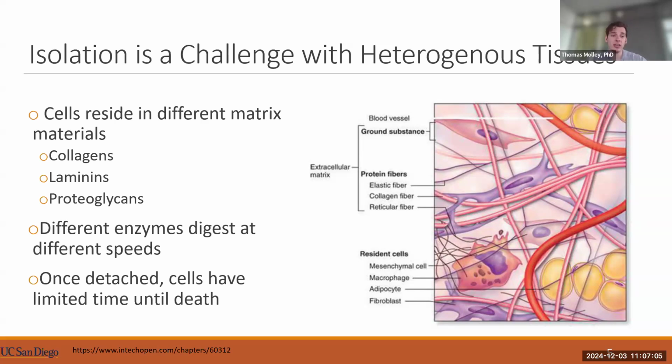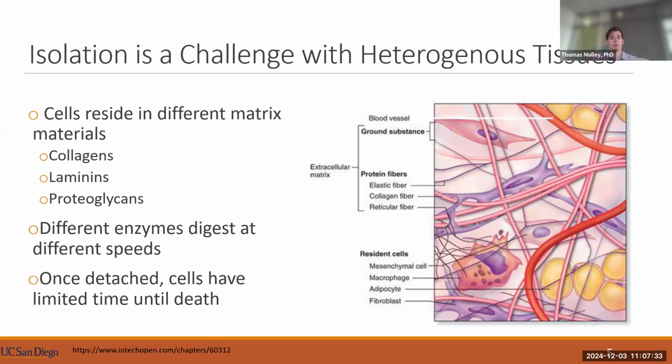And what makes this complicated is that different cells like to reside on different protein materials. So say cardiomyocytes, contractile cells, might sit more on a collagen 4 matrix, whereas endothelial cells or some satellite cells might sit more on a basement membrane-like matrix. And so when we're trying to pull these cells out of these tissues, we need different kinds of enzymes to digest these different kinds of matrix proteins. And what's challenging is that enzymes digest at different speeds.